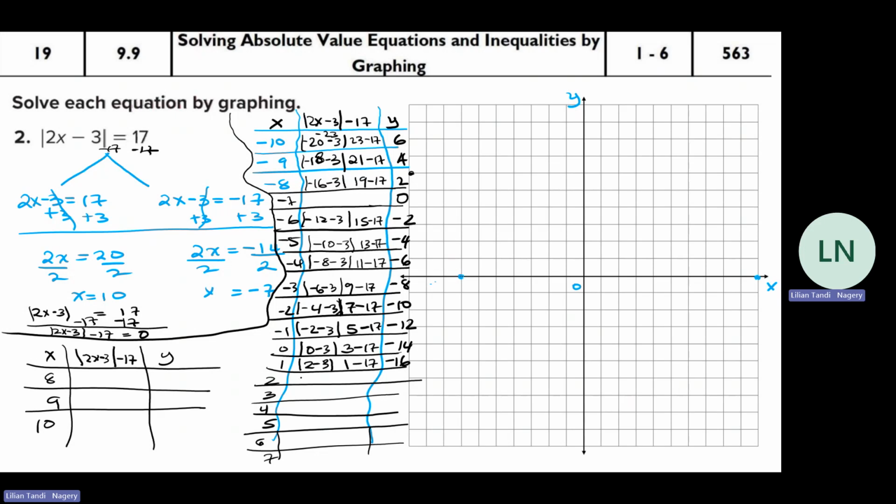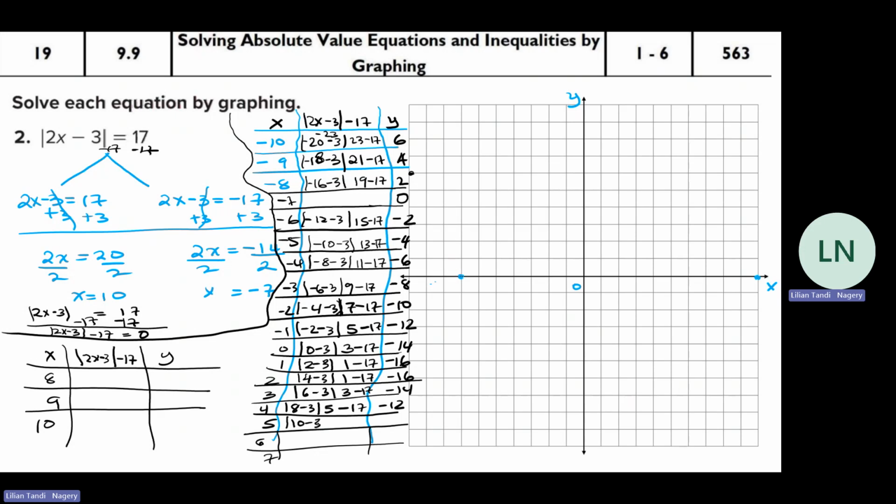Then 2 times 2 is 4. 4 minus 3 is 1. 1 minus 17 is negative 16 again. Okay? Then we do here for 3. 3 times 2 is 6. 6 minus 3 is 3. 3 minus 17 is negative 14. Okay? 4. 4 times 2 is 8. 8 minus 3 is 5. 5 minus 17 is negative 12. Okay?